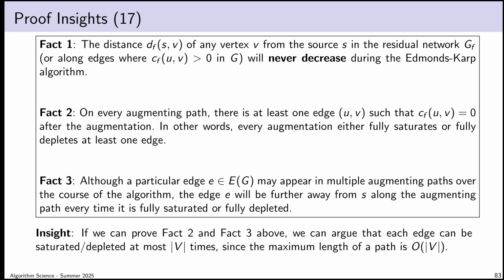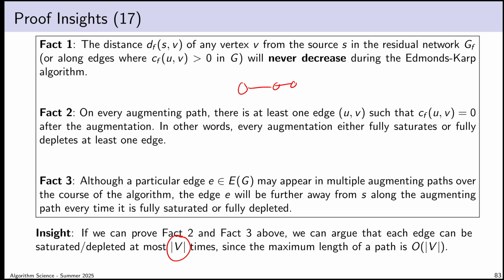Now, how do these things prove that the algorithm is polynomial? So basically, if we can prove fact 2 and fact 3, we can argue that each edge can be saturated or depleted at most this number of times. So the idea is if every time an edge is saturated or depleted, it has to get further and further away from the source vertex, well, there is a sort of maximum distance. I mean, we could have an edge that's 1 step away from the source vertex. I guess we could even have an edge that's 0 steps away from the source vertex.